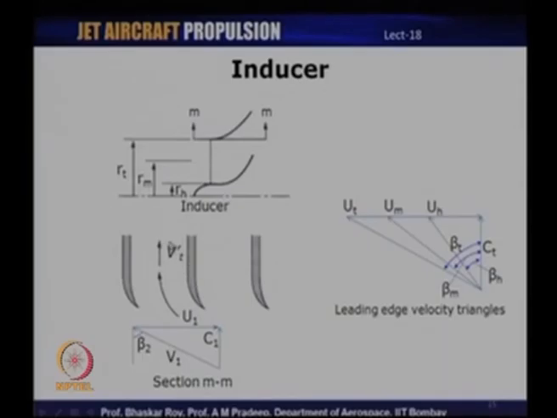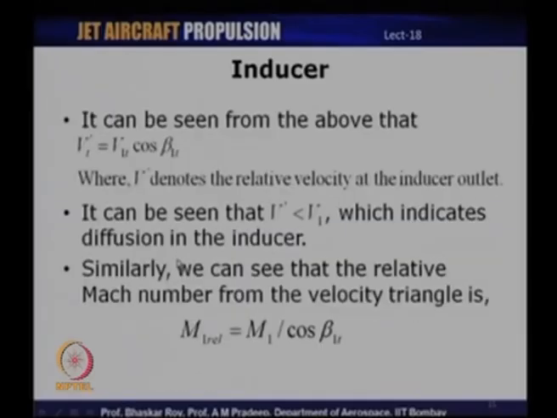So, let us now look at how we can relate the relative velocity of the flow entering the impeller to the velocity actually entering into the inducer. V t prime is the relative velocity exiting the inducer or entering into the impeller.